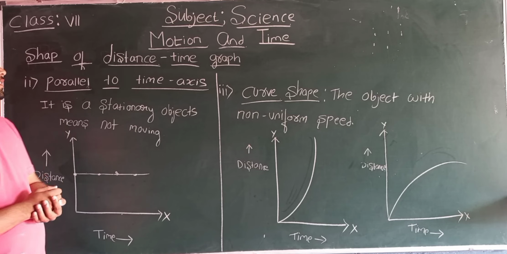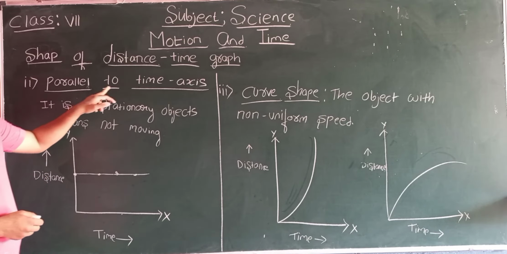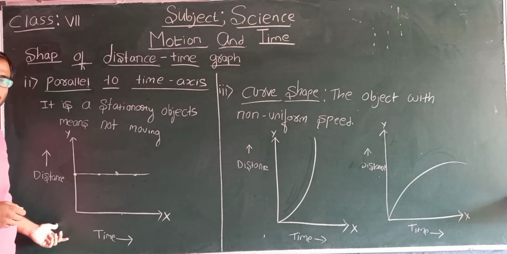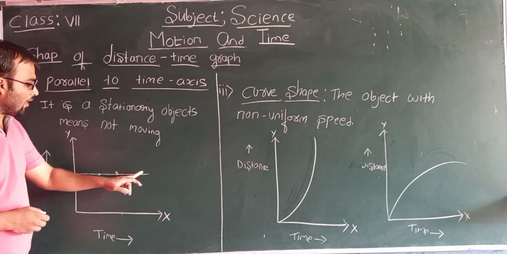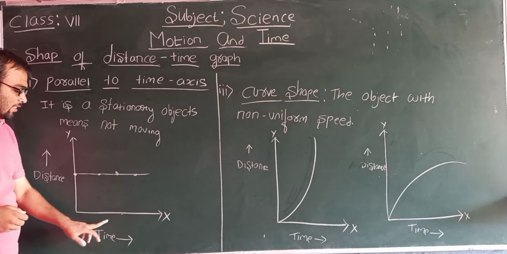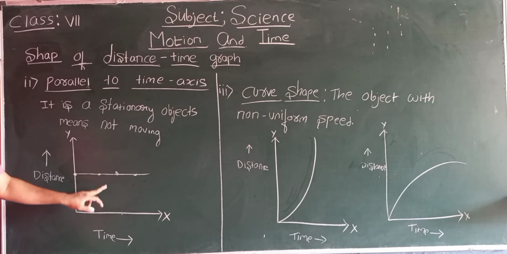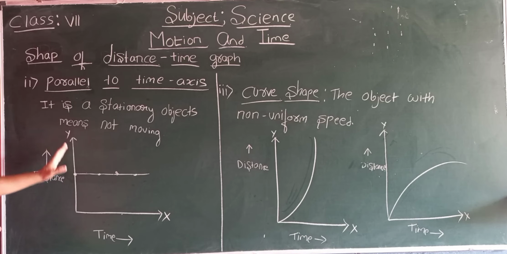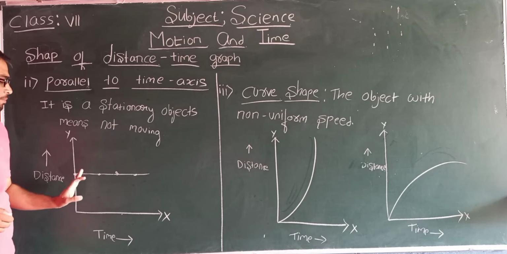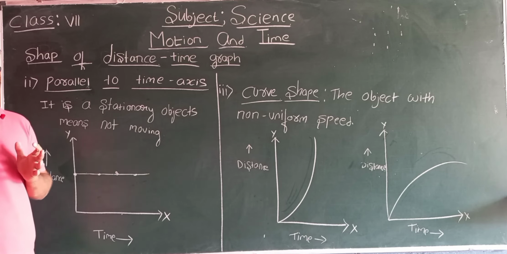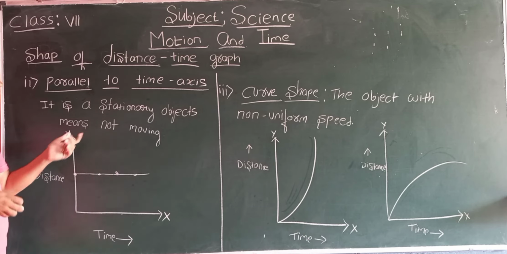Students, now we shall discuss the second one, that is, a line parallel to the time axis. Whenever we have graphs in which the line is parallel to the x-axis, that is the time axis. Why have I written time axis? Because we have taken the x-axis as the time axis. Whenever we have a line parallel to the time axis, it means that the object is not moving, it is stationary. Stationary means not moving.